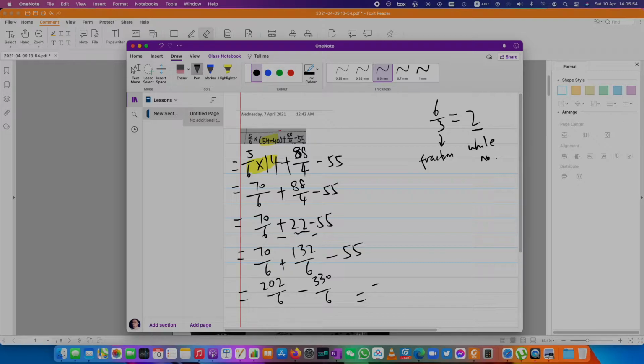So in order to minimize making mistakes. So what do you get? 202 minus 330. 64. Okay, no, 202 minus 330. 128. Yeah, minus 128 over 6. And then what do you get after that? Mixed number. Negative 21 to 103. All right. So that's how you get your answers.